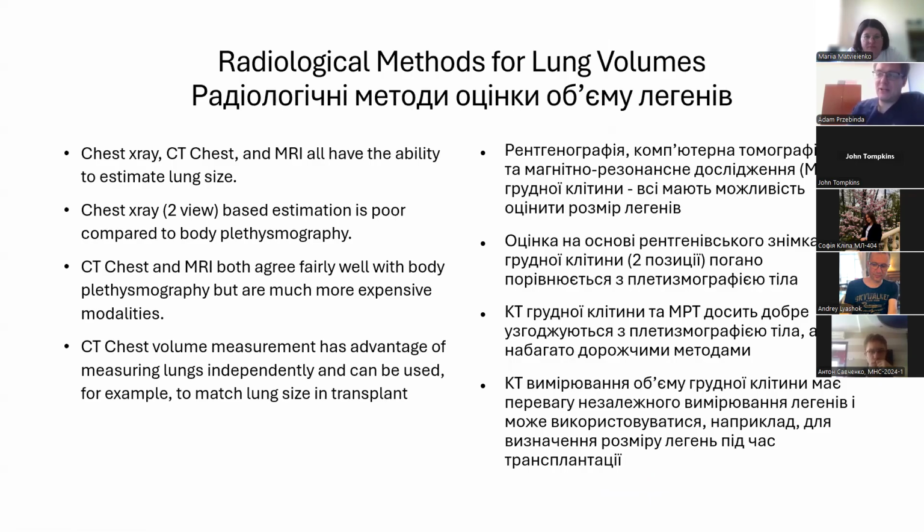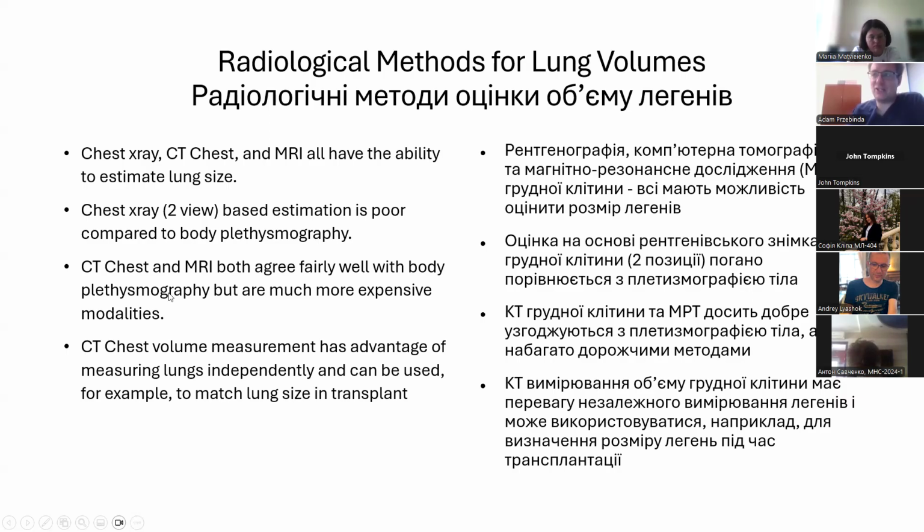So those are the two pulmonary function test methods to measure lung volumes. There are, of course, radiological methods too. Chest X-ray, CT, and MRI have all been used to measure lung size. That's not generally what they're for, but they can do it. Chest X-ray is probably the worst. It's a 2-view X-ray, and compared to body plethysmography, there is some agreement, but I don't recommend it. CT chest and MRI are both pretty good, but they're very expensive, so they're not really used for this purpose.